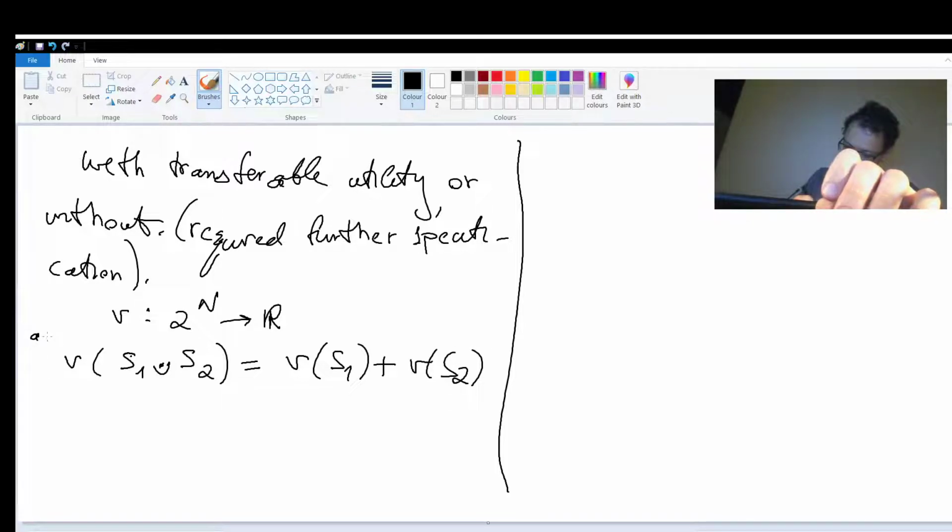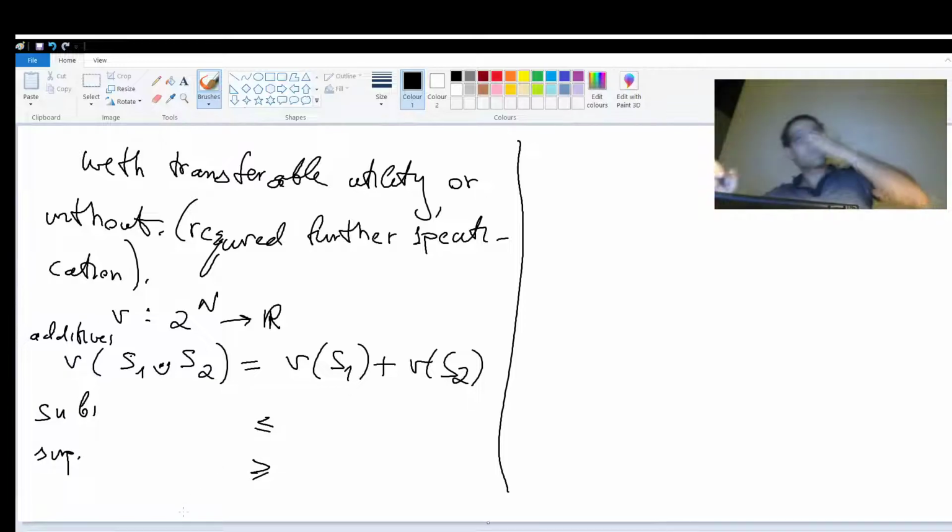And that's what it means to be additive. Sub-additive means that it's like that, and super-additive means it's like that. And sometimes we can prove that for such and such class of functions, we can calculate something. There are also other interesting ways to look at those functions.